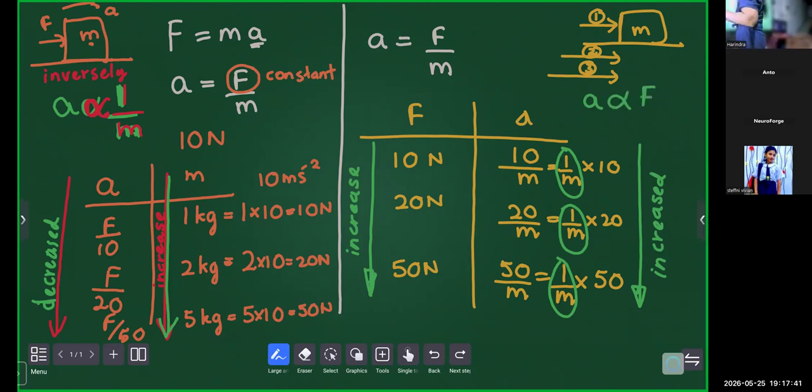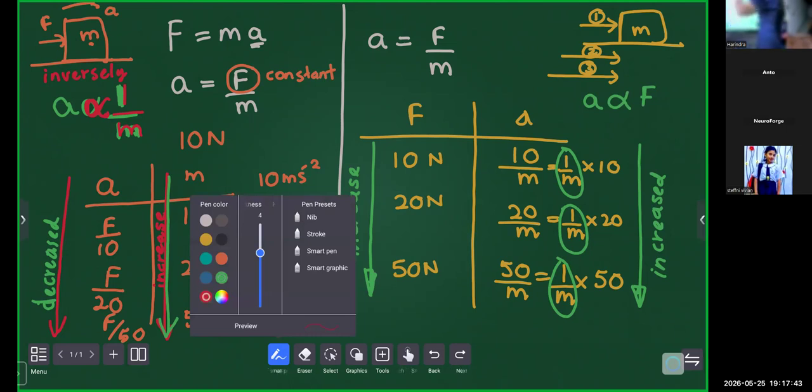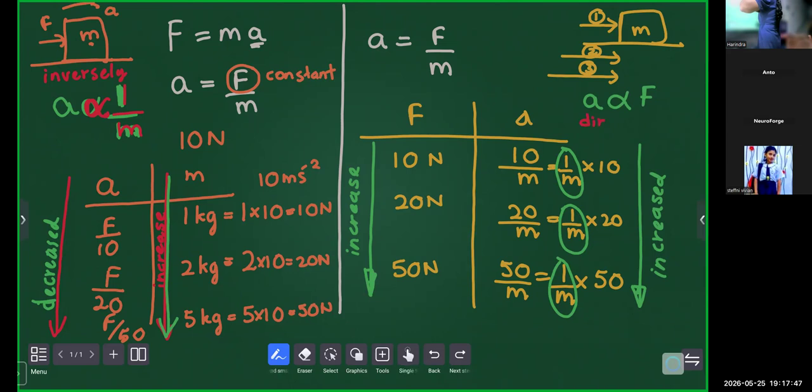Directly proportional to F. Directly proportional to F. This is inverse, means 1 over M, like that. And here, directly proportional. So what is the summary?